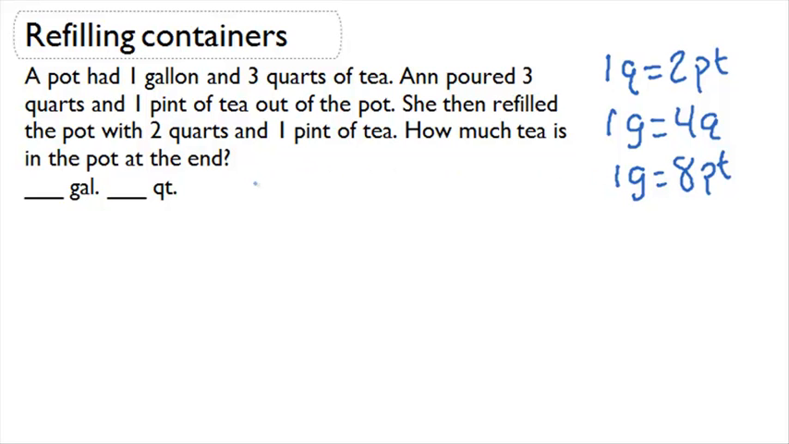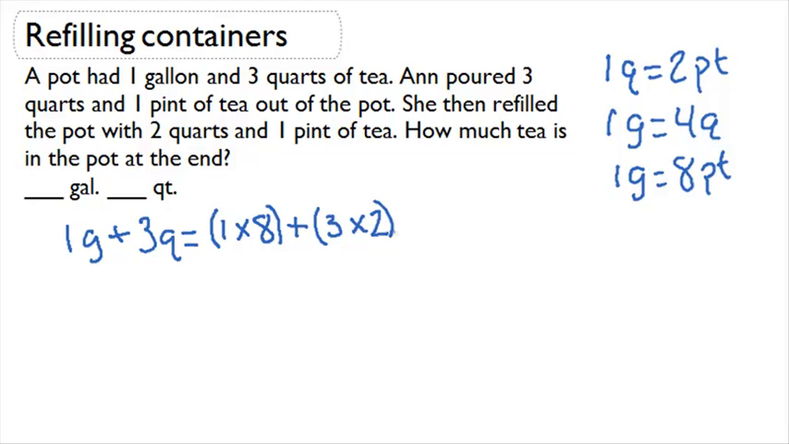Now that we know our formulas, our next step is going to be to put all of our different numbers into the same units. So we're going to start with how much tea there was in the pot to begin with. We had 1 gallon and 3 quarts. This is the same thing, if we put it into pints, as saying that we had 1 gallon times the 8 pints that there are in a gallon, plus 3 quarts times the 2 pints that there are in each quart. If I multiply these out, I get 8 plus 6, and I know that my pot started off with 14 pints of tea.